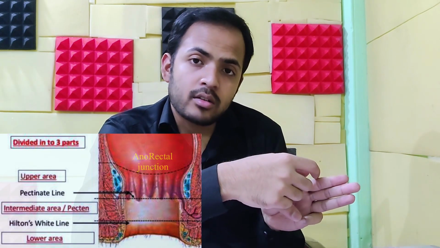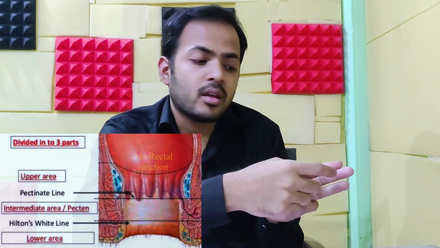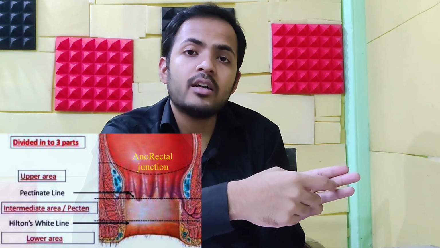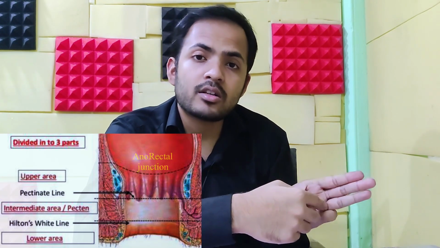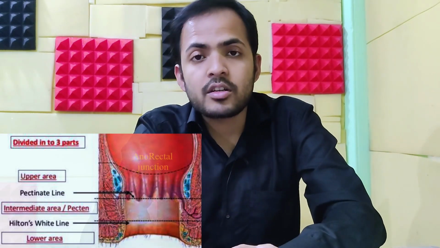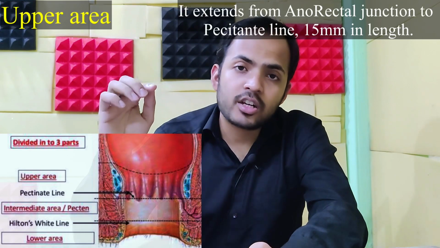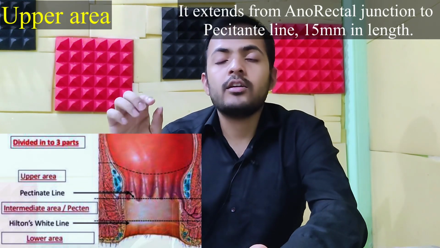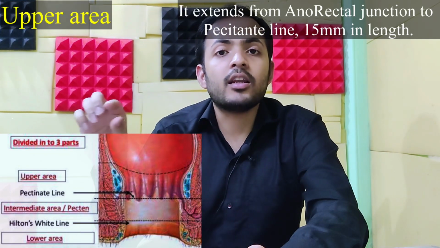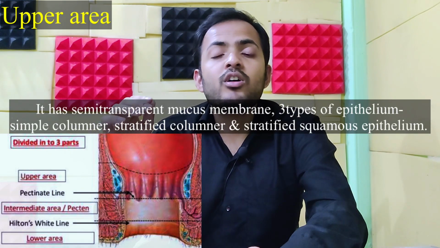Now, the upper part of this pectinate line is known as the upper area. The middle part is known as the intermediate area. And the lower part is known as the lower area. Simple. Now, one by one, you have to know about these details. The upper area extends from the anorectal junction to the pectinate line and it is almost 15 millimeter in length. It contains semi-transparent mucous membrane.